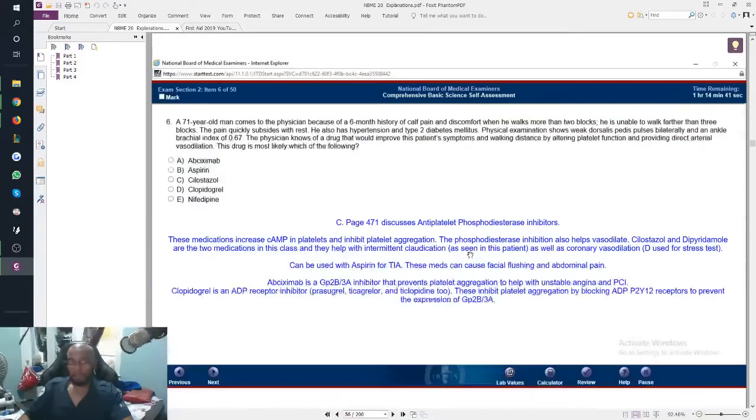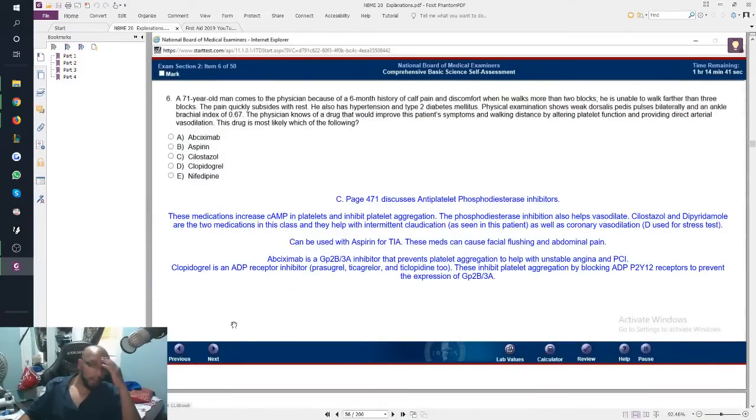Alright. Number 6, 71-year-old man comes to the physician because of a 6-month history of calf pain and discomfort when he walks more than 2 blocks. So there's a word for that. When someone has pain from walking, there's a word for that. Intermittent claudication. It's a phrase for that, not a word. Intermittent claudication. The word would be claudication, I guess.